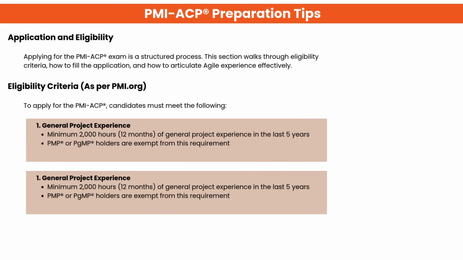Application and eligibility. To apply for the PMIACP exam, you need to meet specific eligibility criteria. General project experience. You must have a minimum of 2,000 hours, 12 months of general project experience within the last 5 years. If you are a PMP holder, this requirement is waived. Agile project experience. Additionally, you must have at least 1,500 hours of Agile project experience within the past 3 years. Ensure you document your project experience properly to meet the eligibility requirements for the exam.